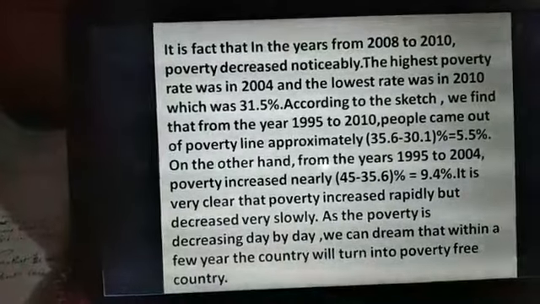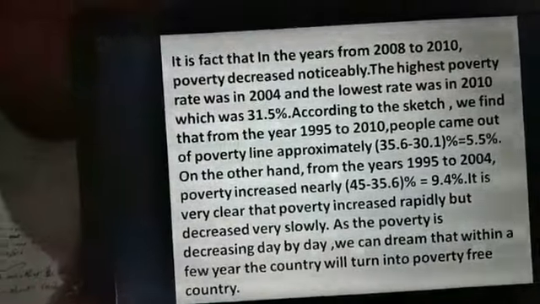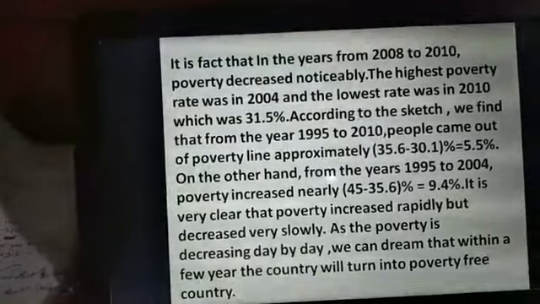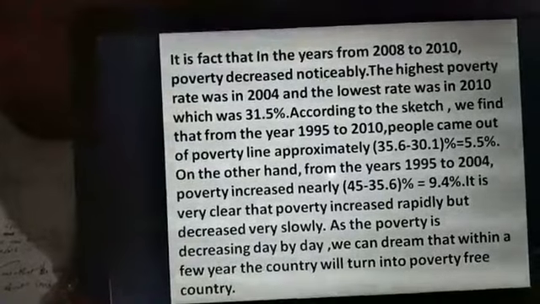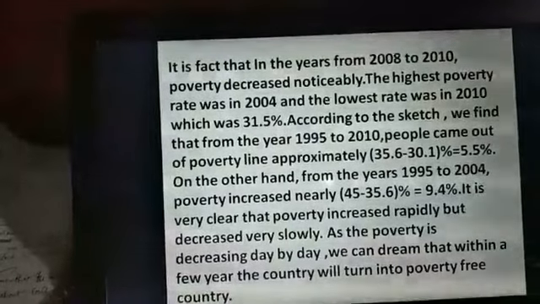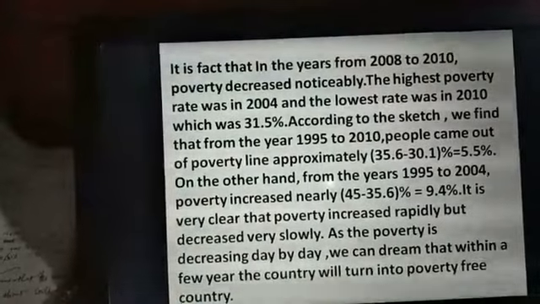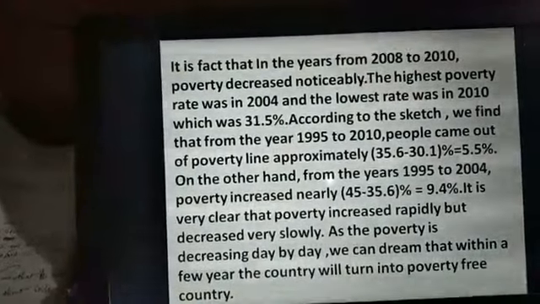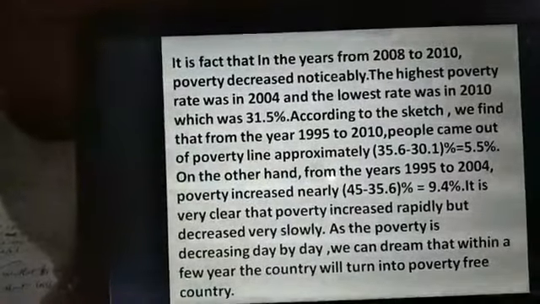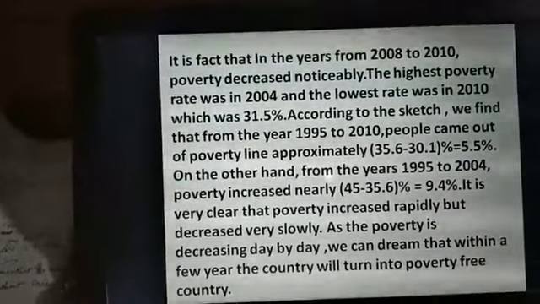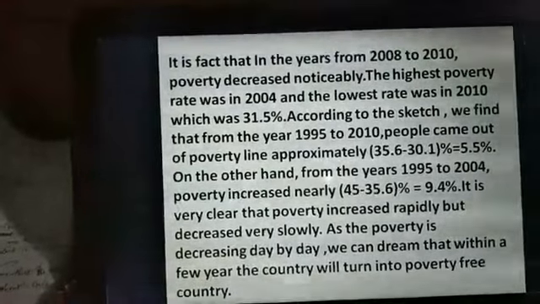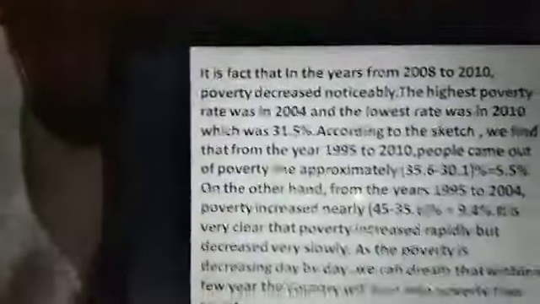According to the graph, we find that from the year 1995 to 2010, people came out of the poverty line approximately 5.5%. On the other hand, from the year 1995 to 2004, poverty increased nearly 9.4%. It is very clear that poverty increased rapidly but decreased very slowly. As poverty is decreasing day by day, we can dream that within a few years the country will turn into a poverty-free country. I think you all have understood all these things.